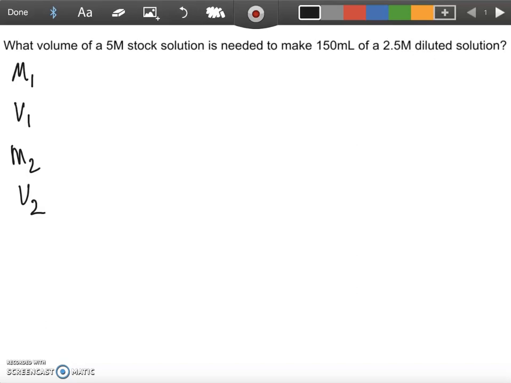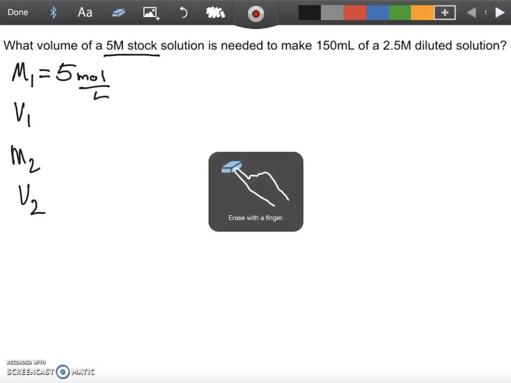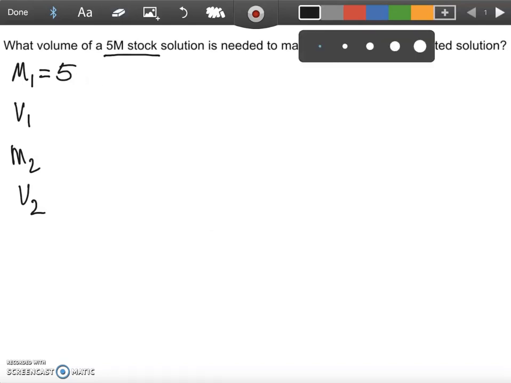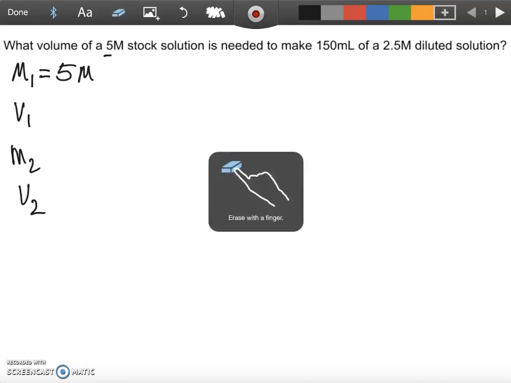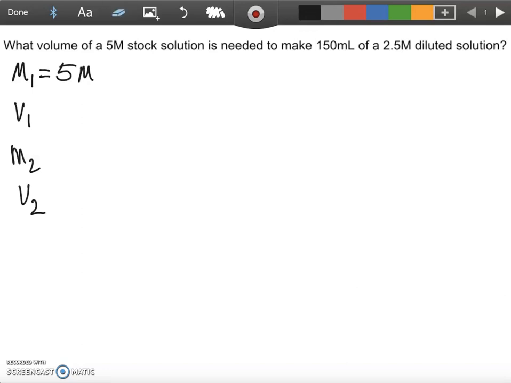Okay, well, it says 5 molar stock solution. Well, that means that M1 is equal to 5 moles per liter, or 5 molar. Okay, in fact, for this particular one it's probably a good idea just to leave it in big M. Did it give us any information about the volume of the stock solution? Okay, it actually didn't, because it's asking what volume of the stock solution. So we don't know what that is. Okay, we need to figure out how much of that we need in order to dilute.